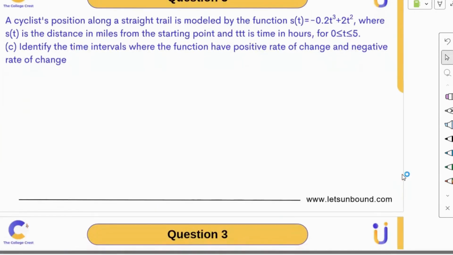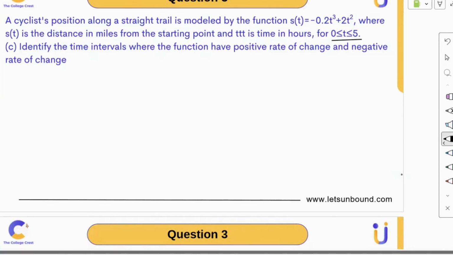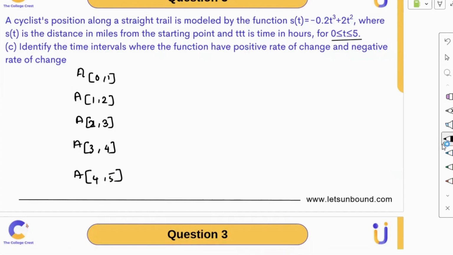Identify the time intervals where the function has positive rate of change and negative rate of change. We are working in the interval 0 to 5. So we need to work out every interval, like the average rate of change: from 0 to 1, from 1 to 2, 2 to 3, 3 to 4, and 4 to 5. For better estimation, you can also use the graph and check that. That is also fine. So let's go the analytical way.